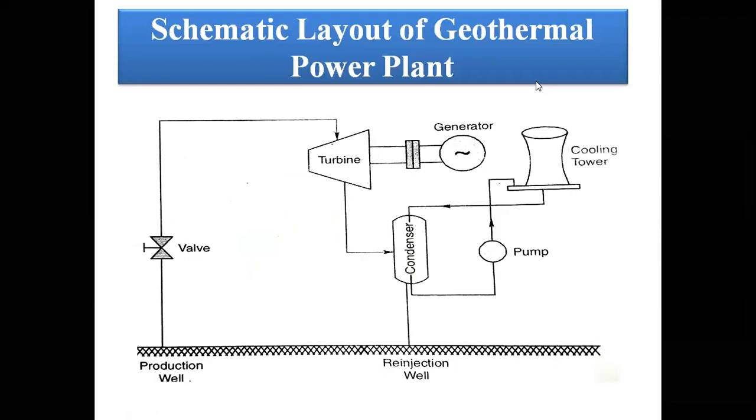Now this is the schematic layout of the geothermal power plant. Here we see the dry steam geothermal power plant. It works by piping hot steam from an underground reservoir directly into the turbine, which generates power to provide electricity. After powering the turbine, the steam is condensed into water and piped back into the earth via the injection well.